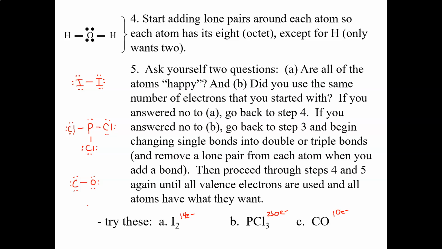Yep. Did we use the same number of electrons we started with? Well, let's see. We've got 2, 4, 6, 8, 10, 12, and the 2 in the middle make 14. Whoa, we overshot. We only wanted 10 to use here, and we used 14. So this can't be the correct structure. Okay. All right, so how do we solve that problem?